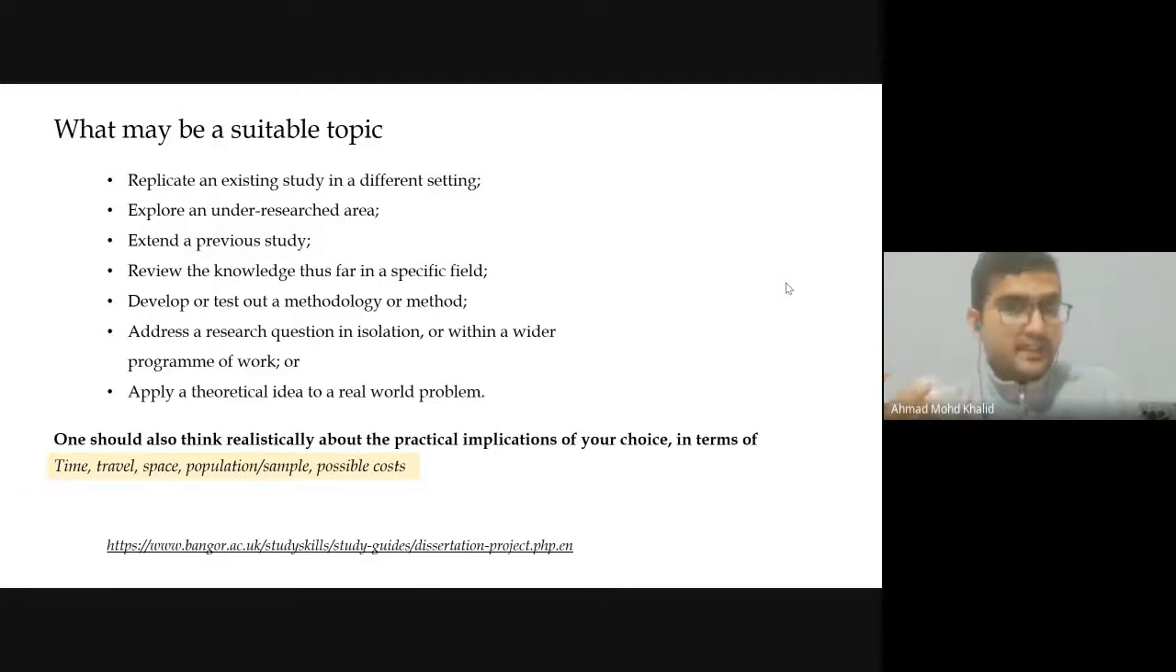You are replicating. Then one can explore an under-researched area. For example, the marginal communities in the Himalayas, or say some tribal population in the Northeast. They are facing a lot of hurdles, but people, the media, and the government are not paying a lot of attention. So somebody thought of researching that area. That is what I mean by an under-researched area.